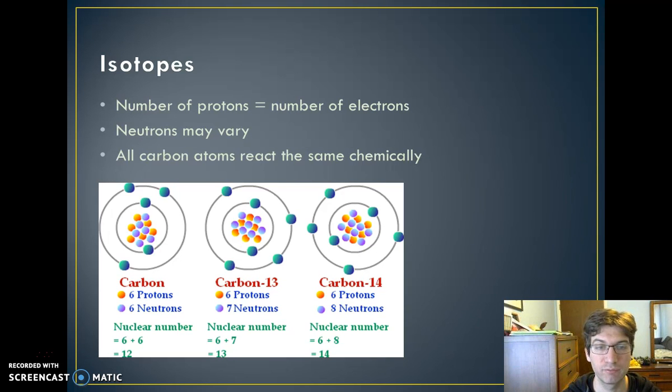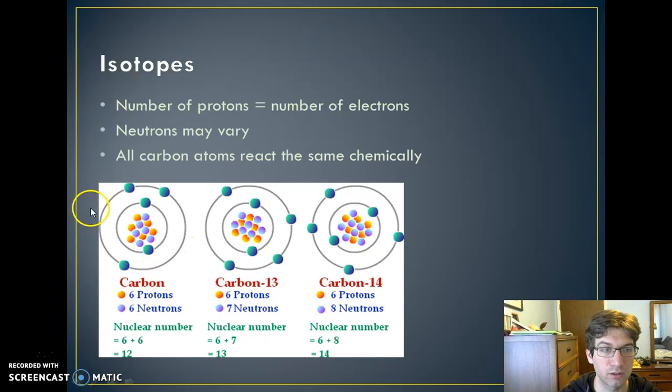So over here we have different carbon atoms in our picture. They are all going to react the same chemically. They're all going to bond to other carbon atoms. They're all still the building blocks of life and do everything carbon can do. However, there are different variations of them. These different variations we refer to as isotopes.